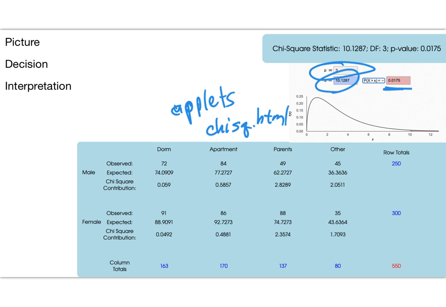And then down here, I can look and see this was the largest contributing value to the chi-square distribution, which means the number of males who are living with their parents is far less than what you would expect if they were going to be the same. That's the one that's the biggest difference, which could warrant further study for some other reason. What's my decision?